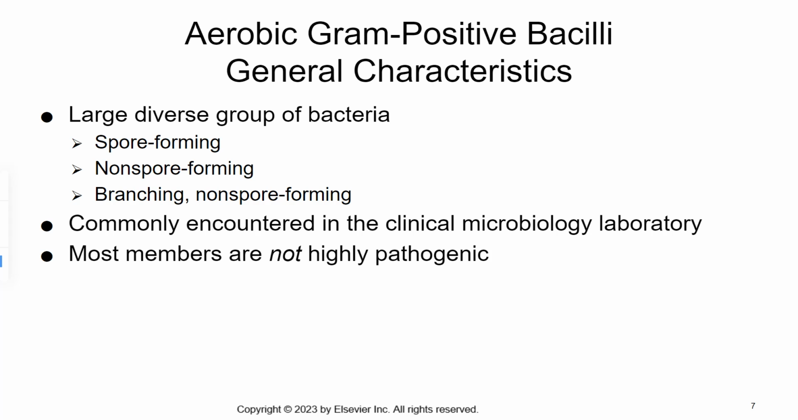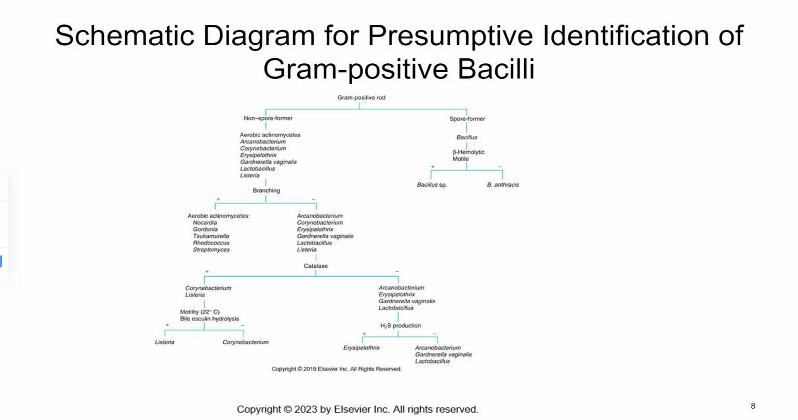Endospores are resistant to almost everything out there. They resist antibiotics, UV, disinfectants, antiseptics, all sorts of different things. Those agents cannot penetrate and deactivate the endospores. Not all bacteria are spore formers. So there's spore forming and non-spore forming, and then there's branching non-spore forming gram-positive bacilli. They're commonly encountered in the clinical microbiology laboratory, and most members are not highly pathogenic.